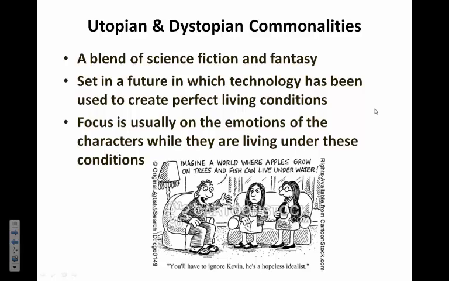Utopian literature is set in a future in which technology has been used to create perfect living conditions, and the focus is usually on the emotions of the characters while they are living under these conditions. So just remember, utopia is like the Garden of Eden, ideal, and then dystopia is what happens when a utopian society goes wrong, because we live on Earth where utopia is not really possible. Unfortunately. Alright, then the bottom here, this guy's like, imagine a world where apples grow on trees and fish can live underwater, because he's the hopeless idealist.